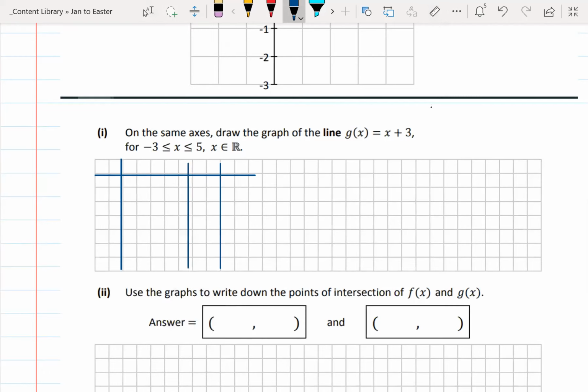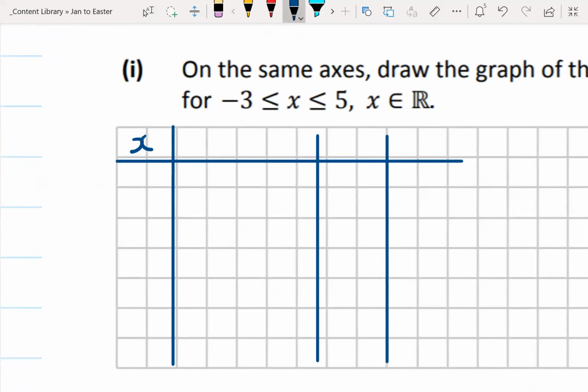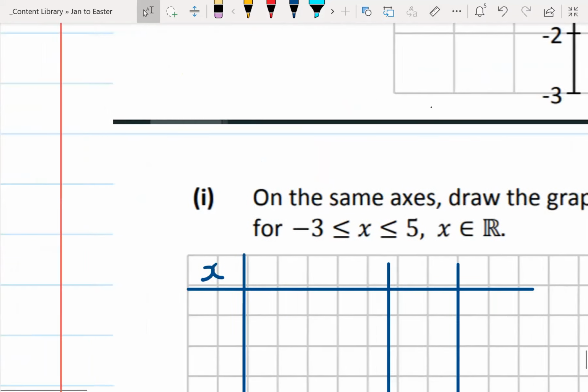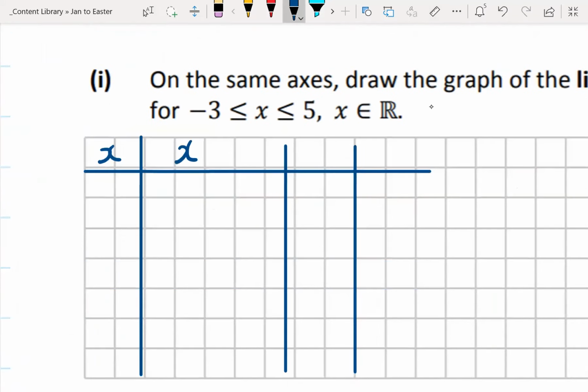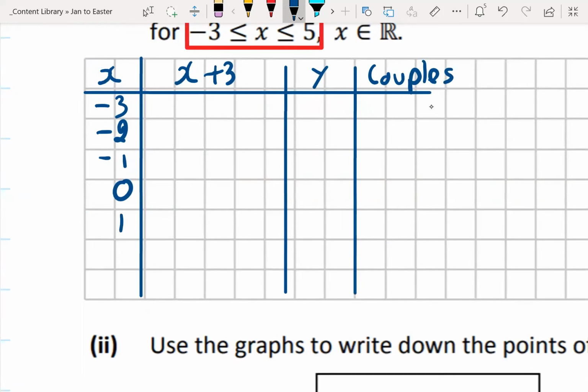Okay. So inputs, our x values. What is this function again? x plus 3. x plus 3 is the function. In other words, add 3 to the input. It's very simple. Output is y, then we'll get our couples. So our domain then, that's our x values between minus 3 all the way to 5. So 1, 2, 3, 4, 5, run out of space there a bit.